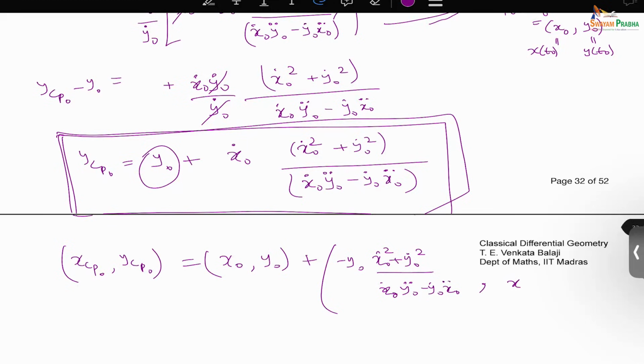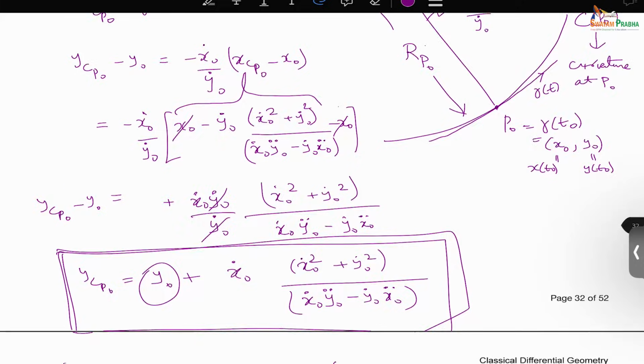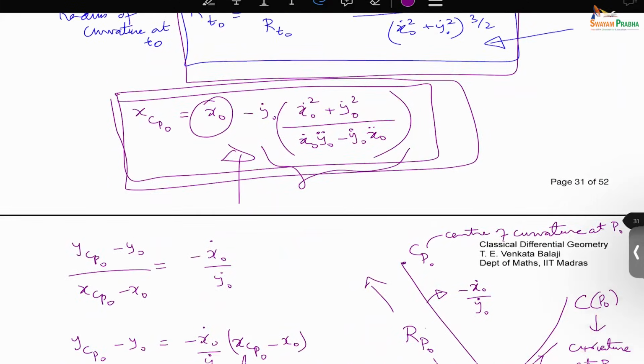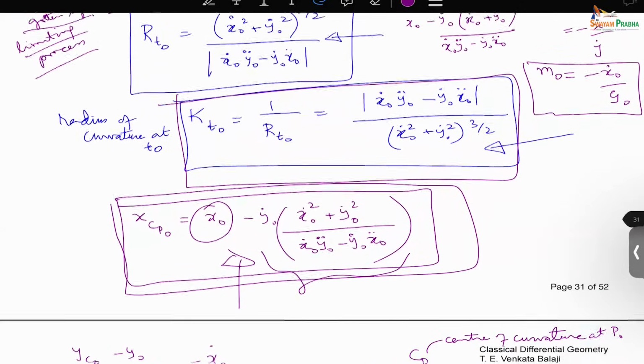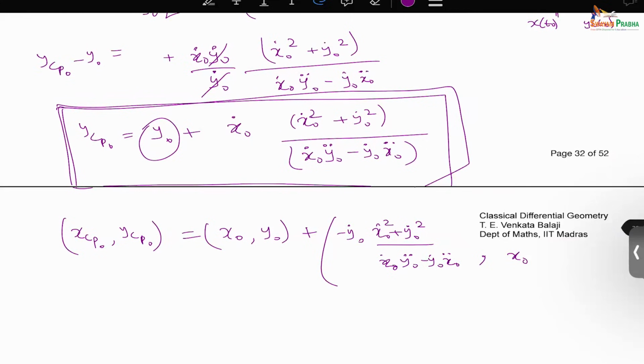So here I suspect that there is a dot missing. This was a y naught dot, so let me write it correctly. So here I'll get an x naught dot, that is just this term here that I am writing, x naught dot squared plus y naught dot squared divided by x naught dot y naught double dot minus y naught dot x naught double dot.